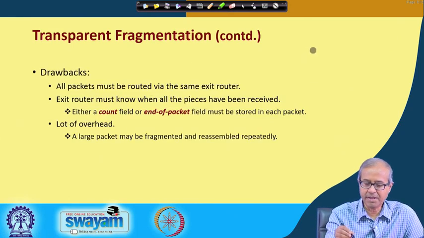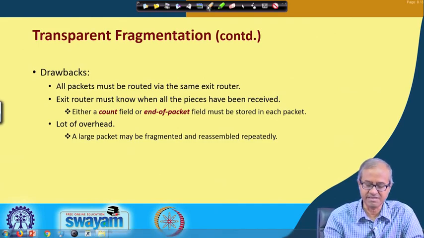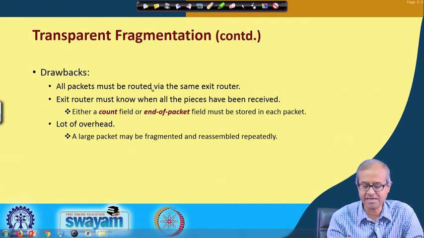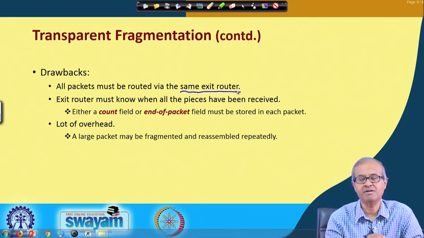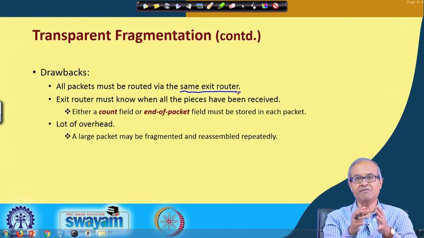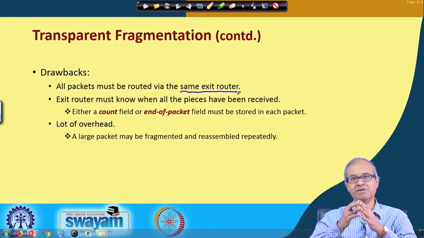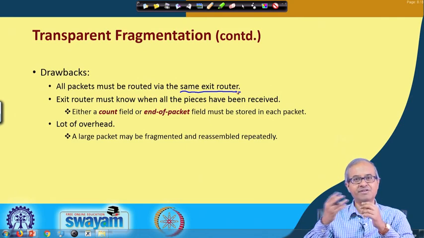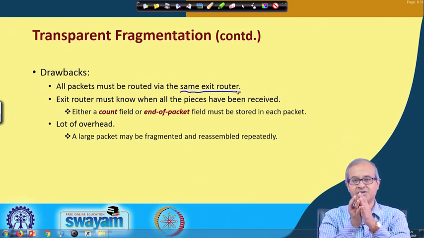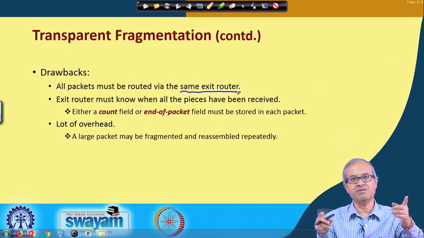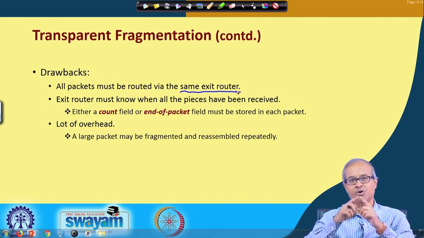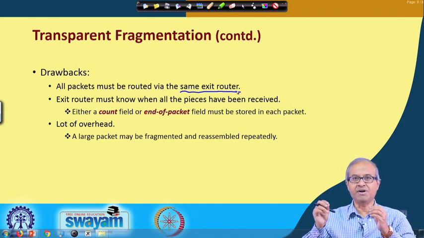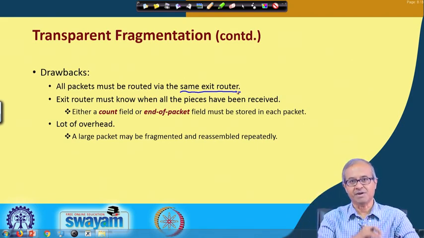Now, one of the drawbacks of transparent fragmentation is that all packets must go through the same exit router, because the exit router will have to reassemble the fragments. Even if there are multiple exit routers, all the fragments will have to go to the same router for handling. So, that router might get overloaded. If there was scope for parallel processing using other routers, maybe the forwarding of the packets would have been faster. But because we are using the same exit router, the burden on that router increases, and it may become slow. Okay.